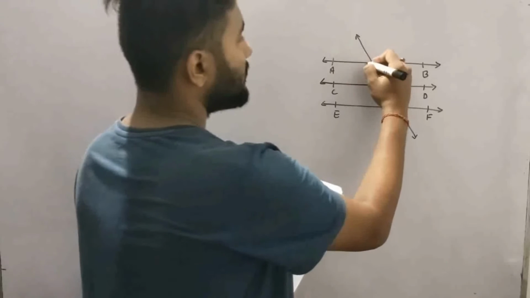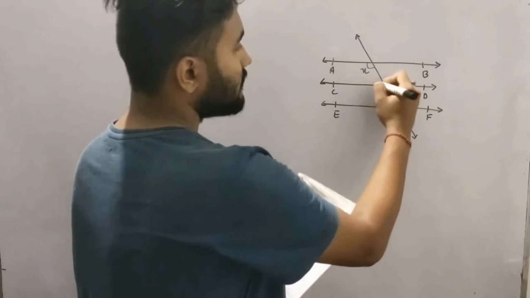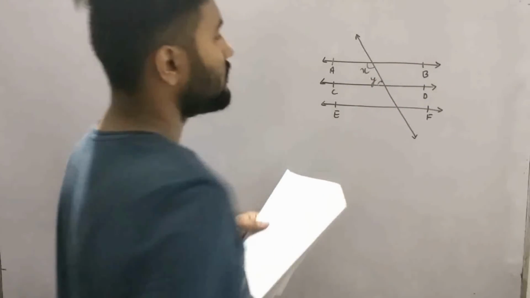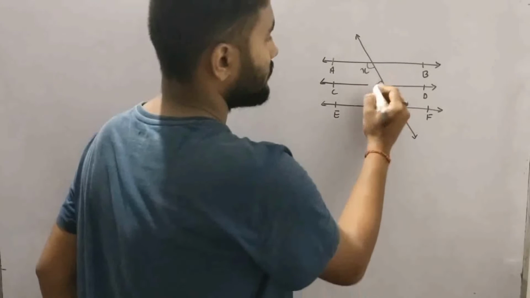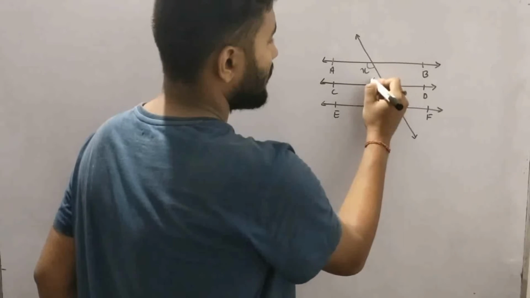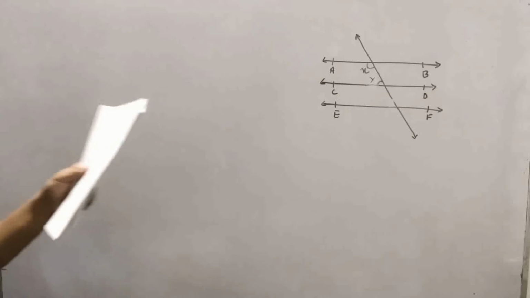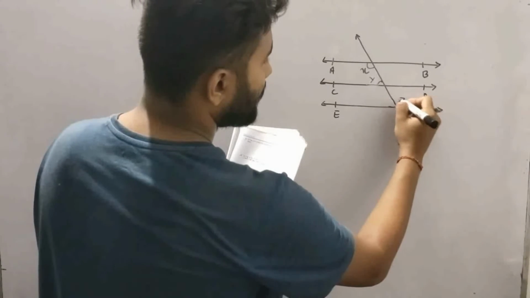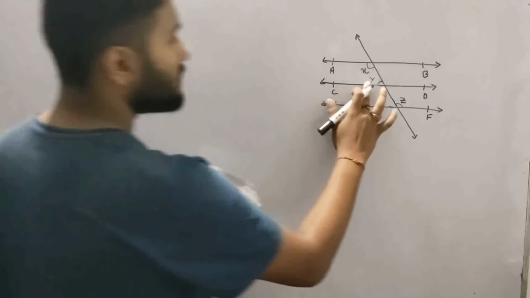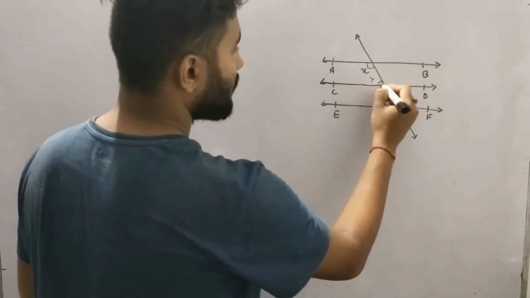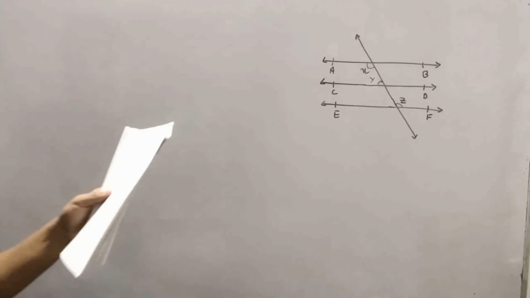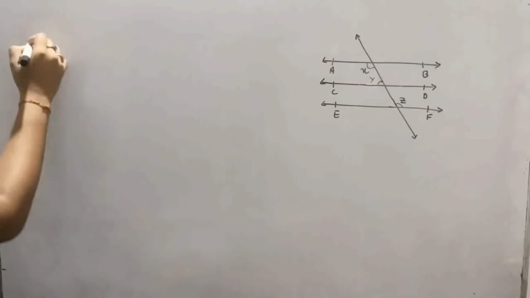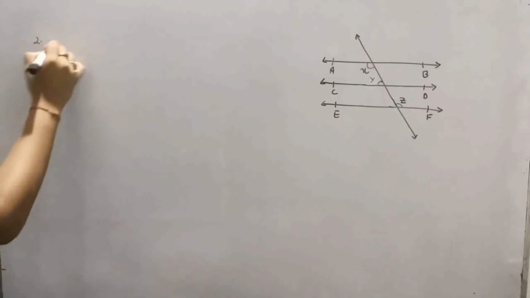So this is x, this is x, this is y, this is y, this is x, this is y, and this is z, okay. So this is the diagram. X, y and z are given. Okay, so these are the names. Now question number 2, what is given in the question? Write the given part.